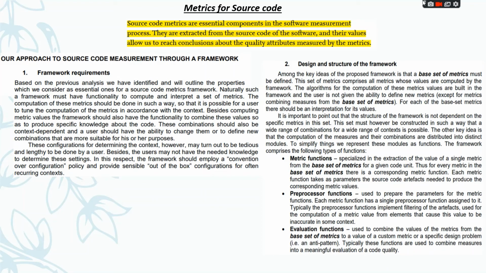The evaluation function is used to combine the values of the metrics from the base set of metrics into a value for custom metrics, and hence it forms an anti-pattern detector. So they are useful to combine measures in a meaningful evaluation of code quality.